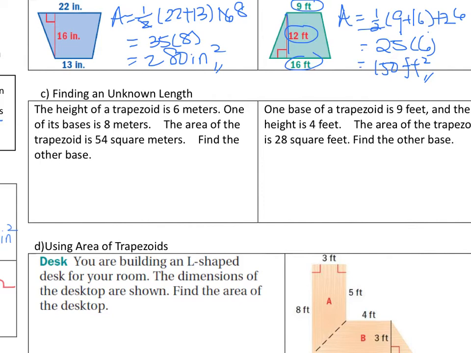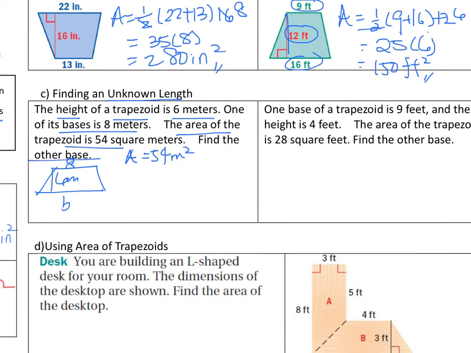Okay, and let's take a look at problems in which I don't give you a picture and you just have to read the words and picture the shape in your head. Okay, find the unknown length. The height of a trapezoid is 6 meters. One of its bases is 8 meters. The area of the trapezoid is 54 meters squared. Find the other base.